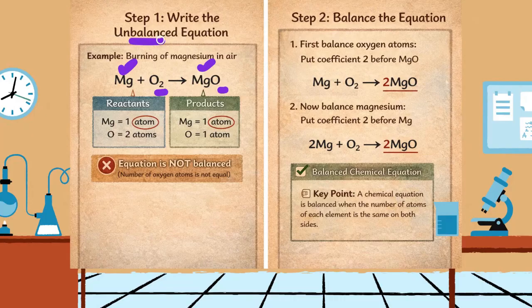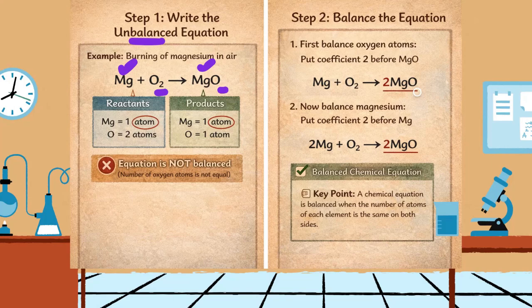So first, balance the oxygen atom by putting a coefficient before MgO, right? We cannot change the formula of any compound or any element. So we can only add a coefficient, right? So this is a very important point, that to balance we can only add a coefficient. We cannot change the formula of any compound or any element, right? So we can write 2MgO, no problem, right?